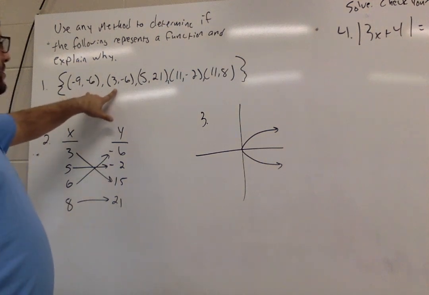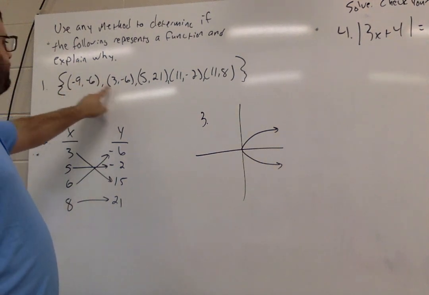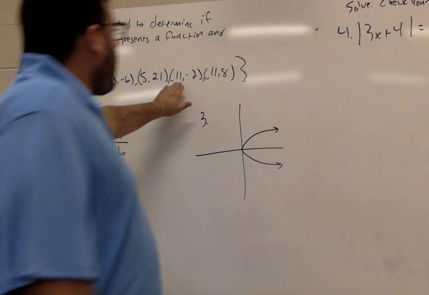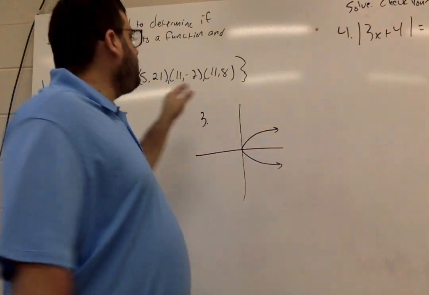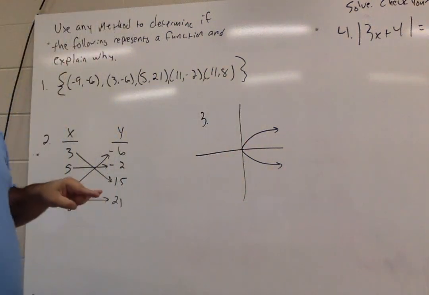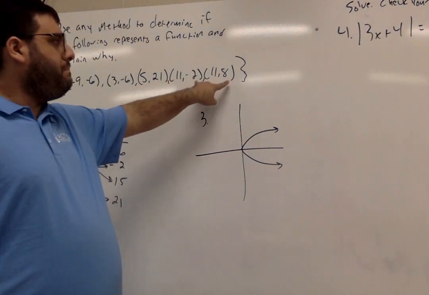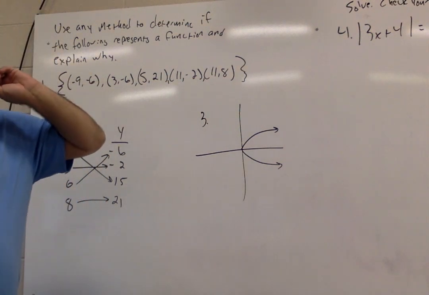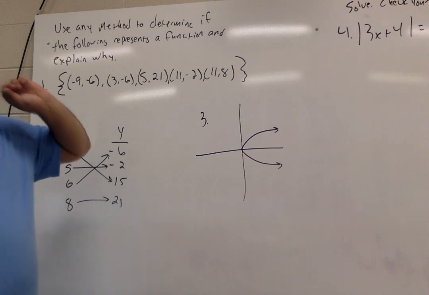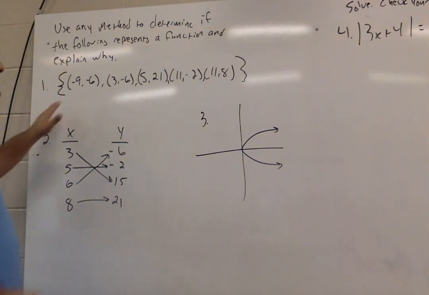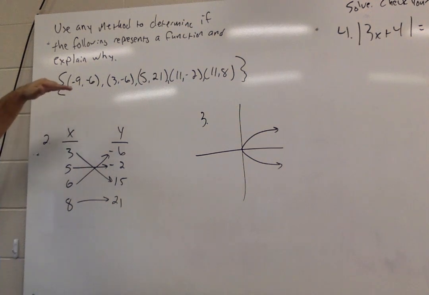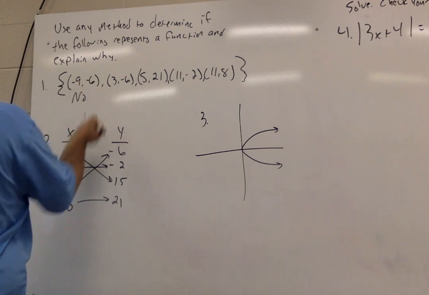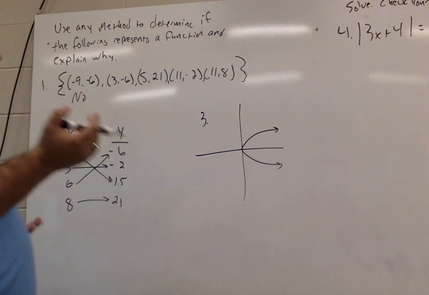Right? Now, this is different because 2 x values can share the same y value. But one x value cannot have 2 y values, right? It's like one person can't be in 2 places at once. But 2 people can be in the same place at once. Right? You see where I'm going with this? So does this represent a function right here? Does number 1 represent a function? No. No.